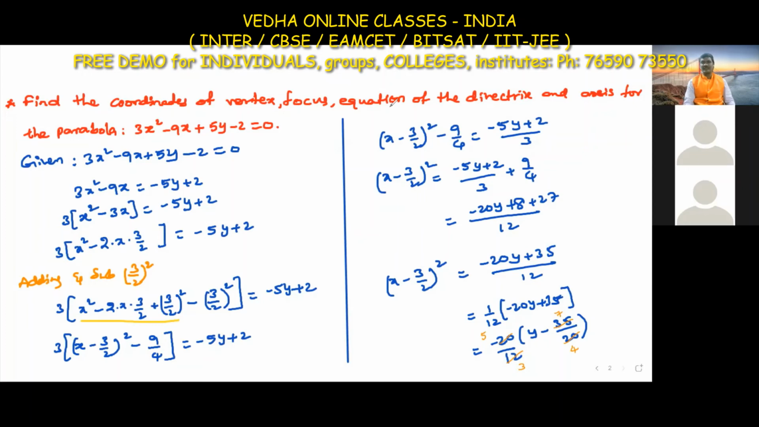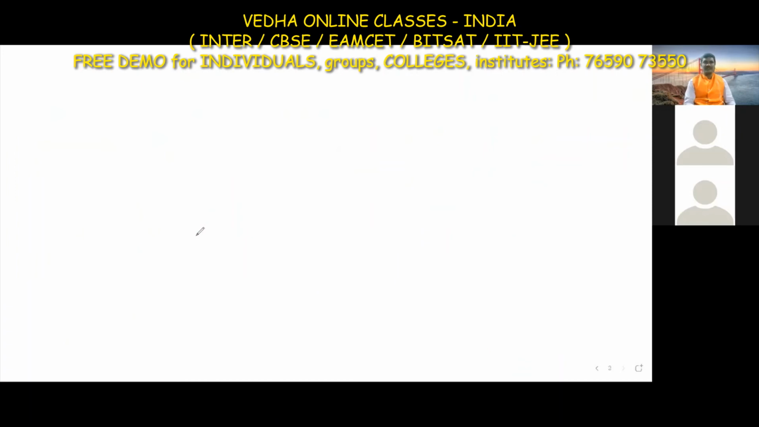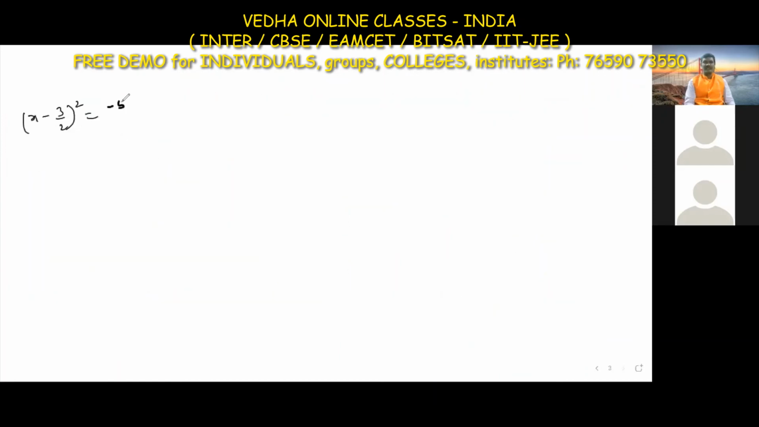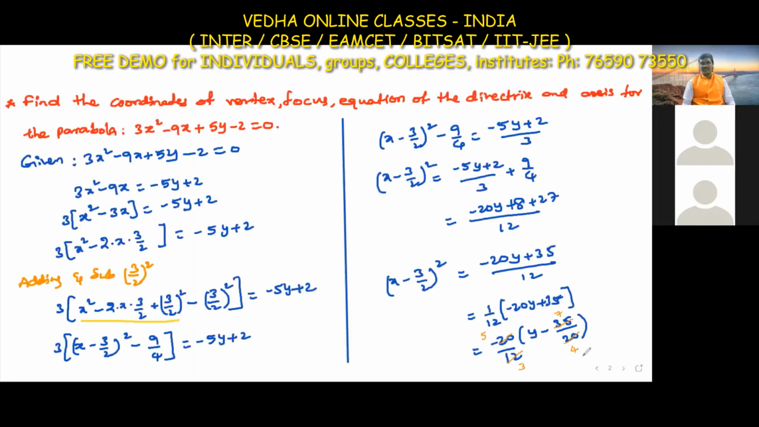So what we get here: x minus 3 by 2 whole square is equal to minus 5 by 3 into y minus 7 by 4. Check it once: x minus 3 by 2 whole square is equal to minus 5 by 3 into y minus 7 by 4.